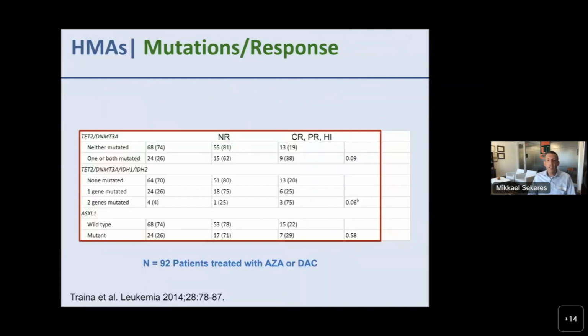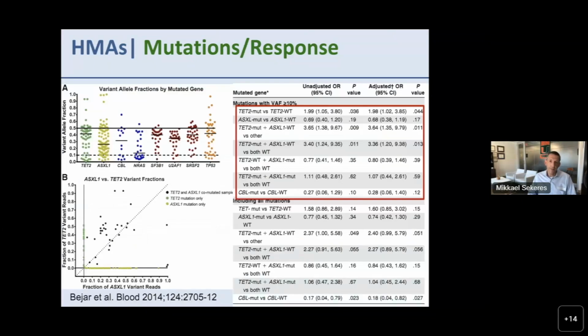This is not a new concept. Years ago, this is a study we published where we looked at mutations along methylation pathways, so TET2, DNMT3A, IDH1, and IDH2, and looked at whether they were more predictive of a patient having a response to a hypomethylating agent. And in fact, it looked like they were. Patients who had one of these mutations were more likely to respond to a hypomethylating agent than those patients who didn't have one of these mutations.